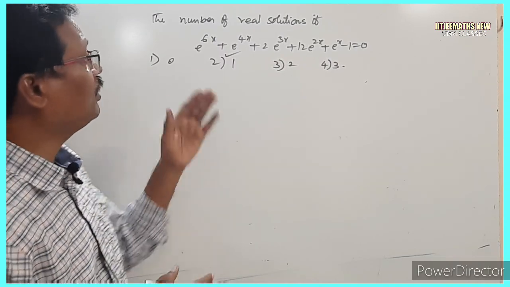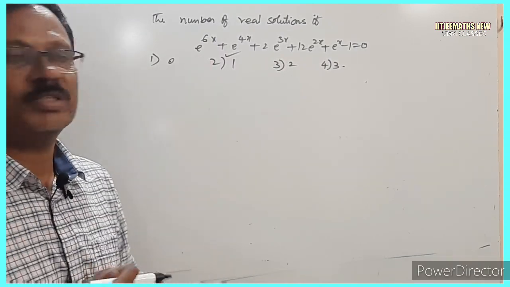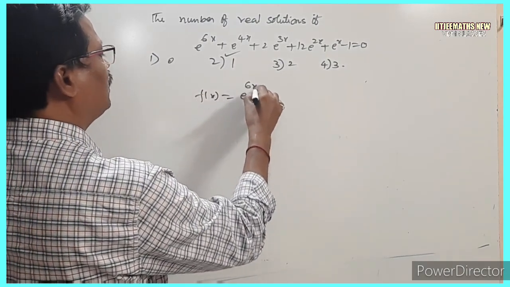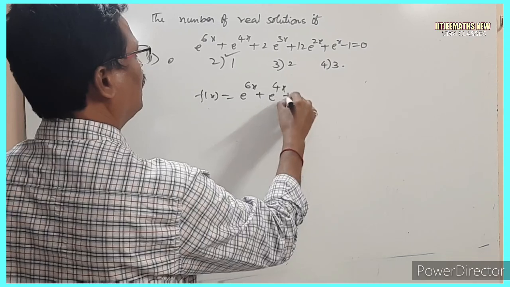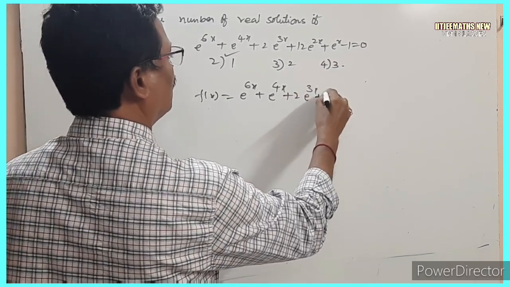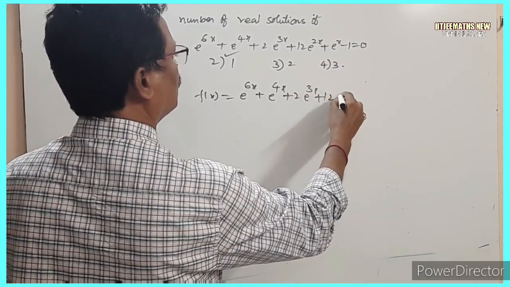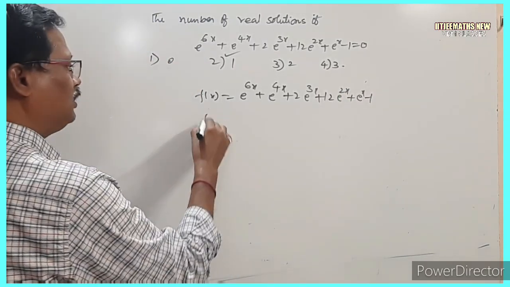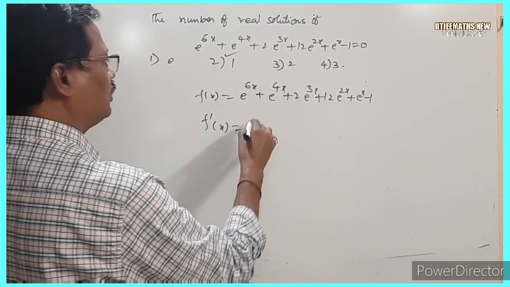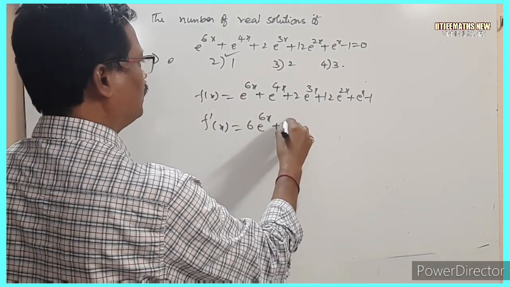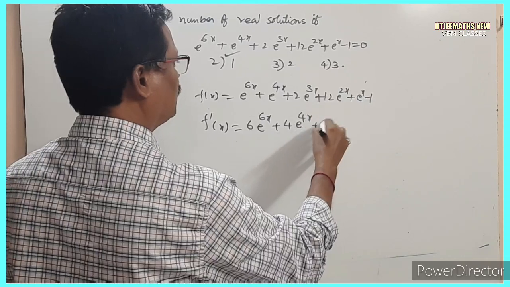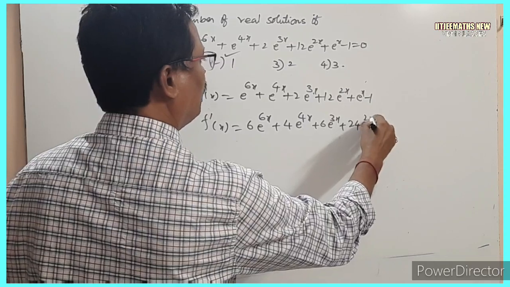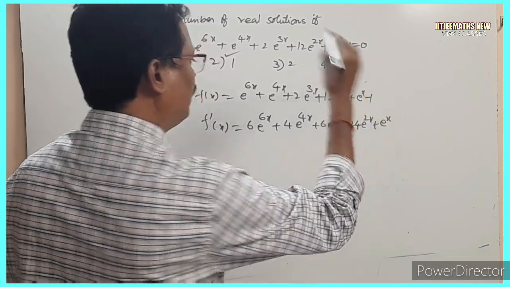Now here they are asking the number of real solutions of this one. Let us take f(x) equal to e power 6x plus e power 4x plus 2 into e power 3x plus 12 e power 2x plus e power x minus 1. Then what is f dash x? 6 into e power 6x, 4 into e power 4x, 6 into e power 3x, 24 e power 2x plus e power x, and the derivative of 1 is 0.